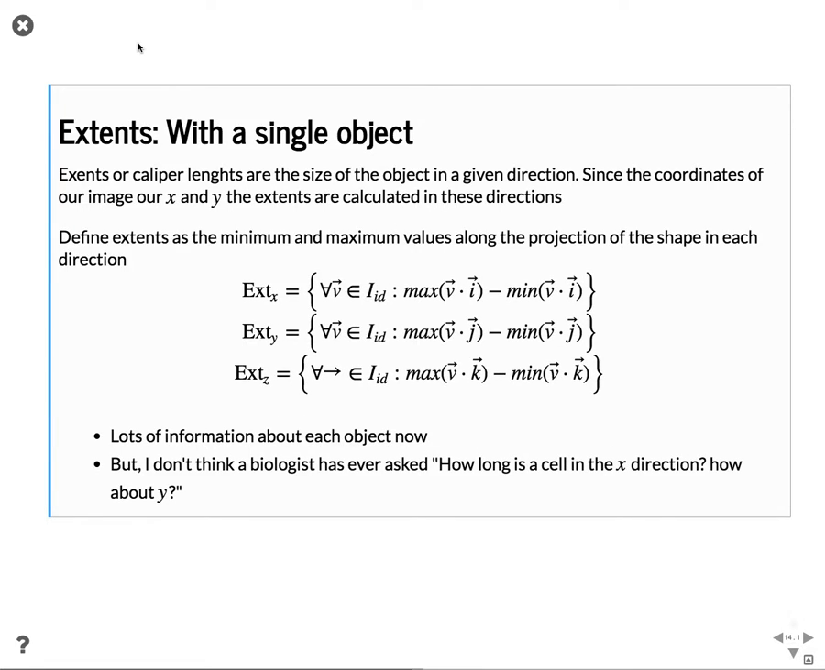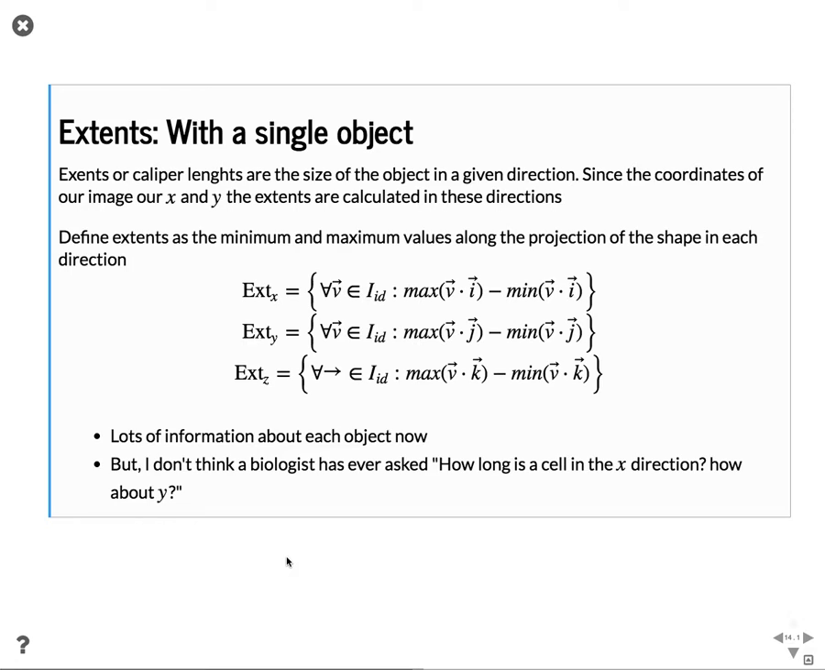Okay, so we'll now continue with this idea of extents. This, again, is a fairly basic, straightforward concept. We found the center of mass and center of volumes before, and that gives us some idea of where the object is. But if we want to know something about how big the object is, then we can start using tools like extents to get an idea for this.